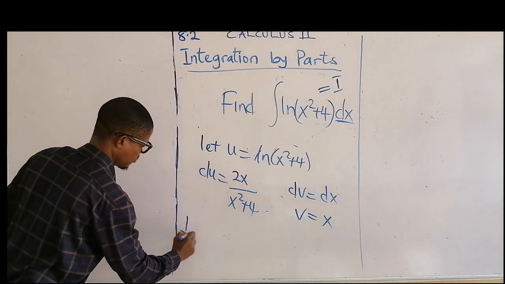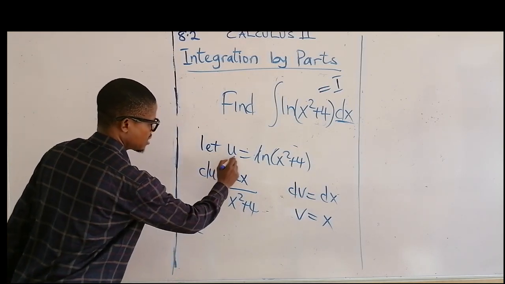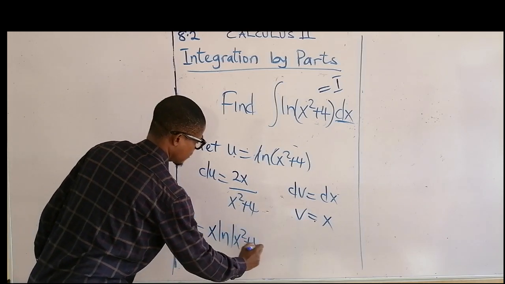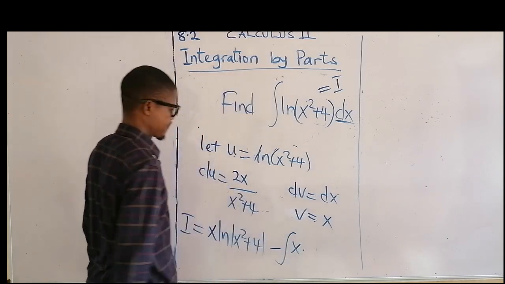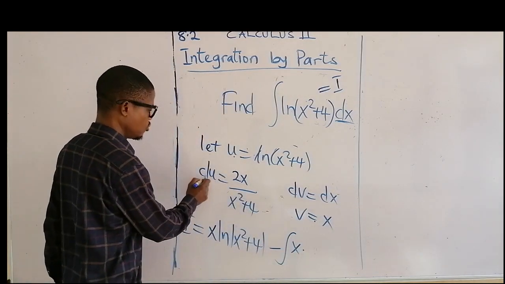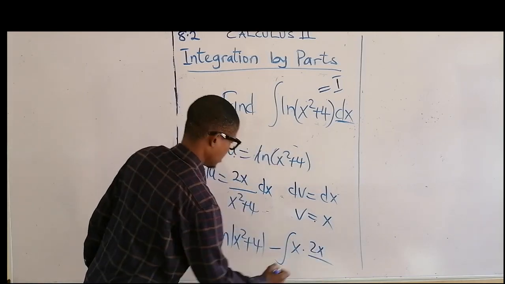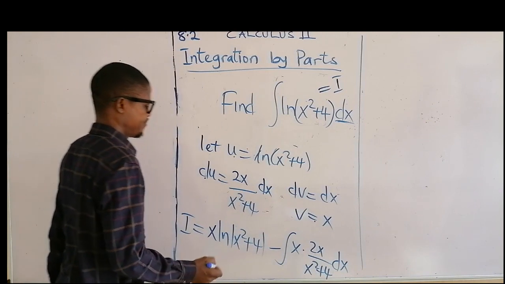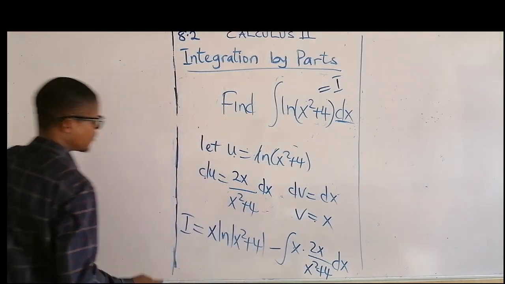So we now have this one equal to uv. My uv is what? This is my u times what? Times v. That will be this ln of x squared plus 4. Then minus integral of v, which is this, times the du/dx. The u is what? 2x over x squared plus 4 dx.